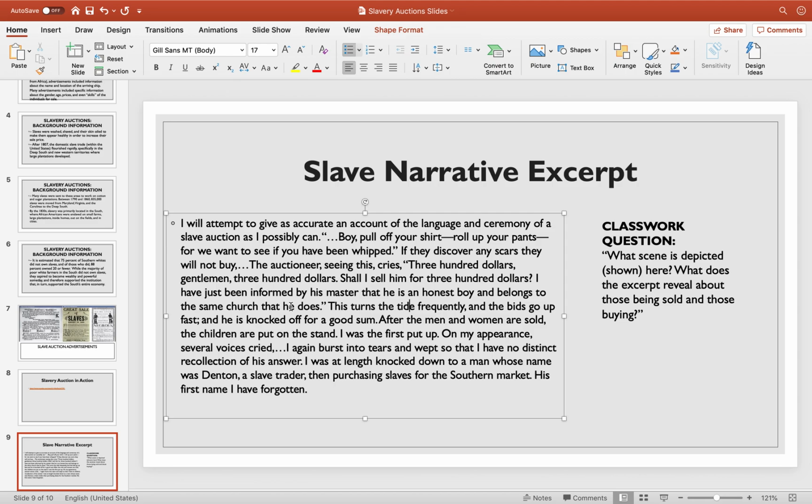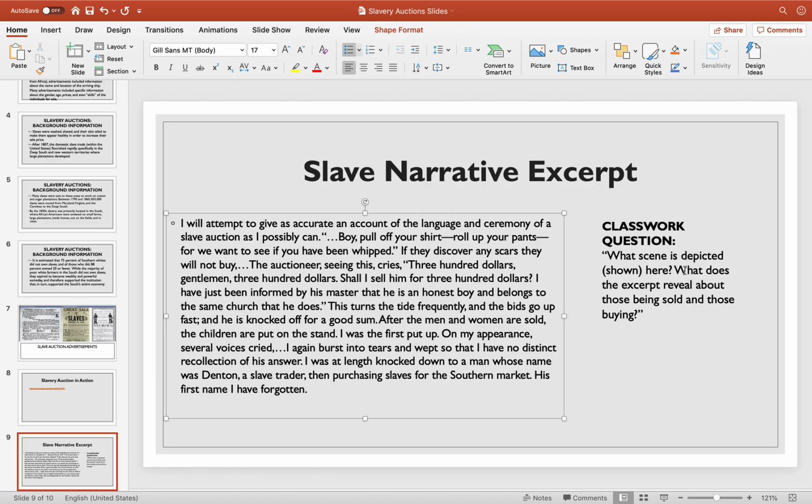Because when people bought slaves, they wanted to make sure that the person they were buying is someone they could trust, an honest person, and that will do the work, all right? And you can see that these people are just being sold like property, right? They're clearly not being treated like human beings. So that should help you answer this classwork question.